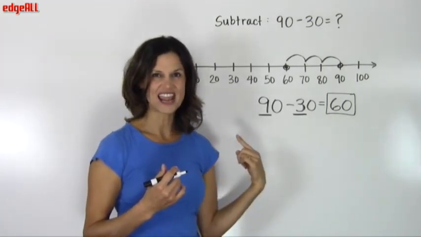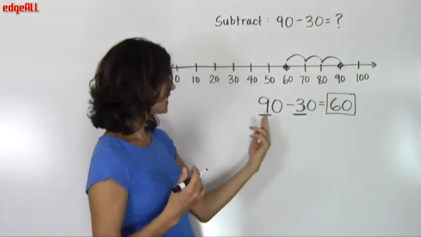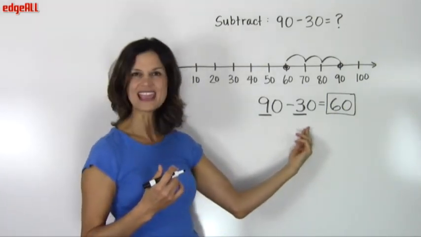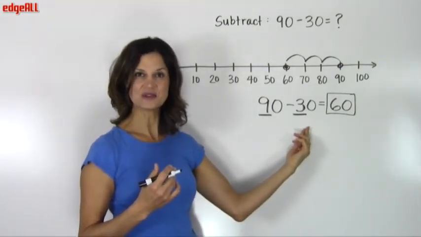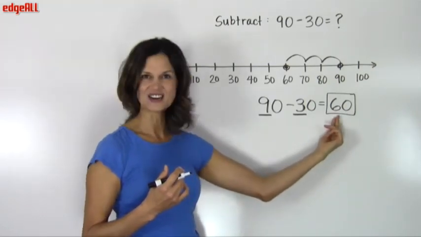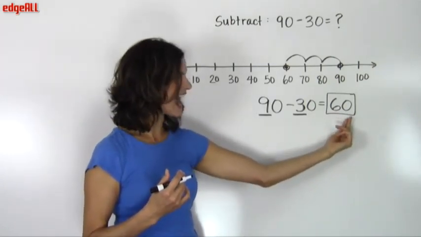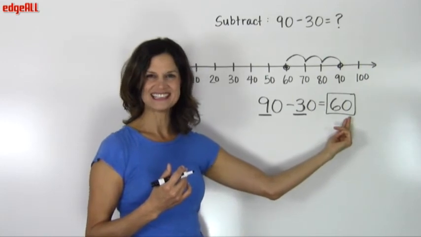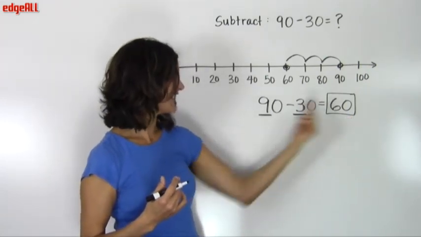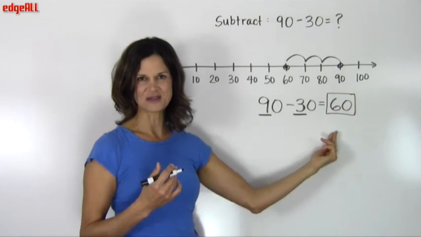So let's check our answer with that first technique. 9 minus 3 equals 6. So I have a 6 here in the tens place. And then I've attached a 0 to the end to get my answer. Again, I can see that 90 minus 30 equals 60.